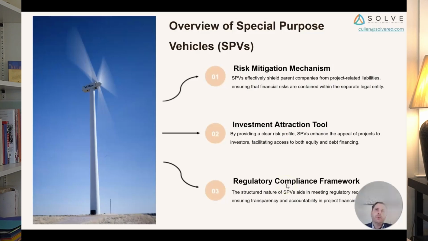Now, a bit deeper into the special purpose vehicles themselves. What are they for? Why are we using a special purpose vehicle? It is a risk mitigation mechanism. It allows you as a company to separate the risk of these projects from your corporate balance sheet. Importantly, it also allows the capital provider to separate these assets from your corporate balance sheet in such a way that if these assets have an issue or the special purpose vehicle has an issue, that capital provider or lender can come in and take control of the SPE without having to touch your operating business.